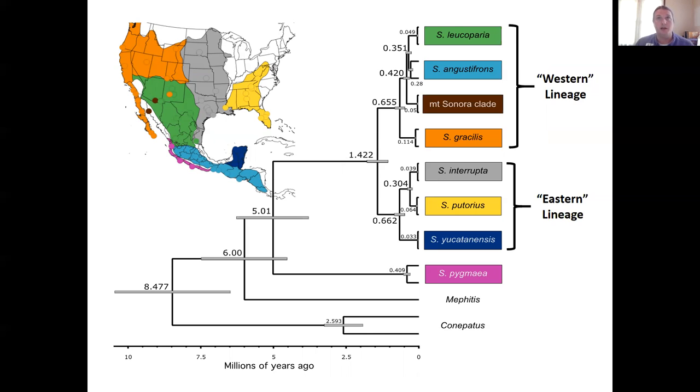And we believe that was in response to retreating and expanding glacial, as well as lengthening of interglacial periods between those glacial maxima, allowing expansion and dispersal of these populations across their current range.